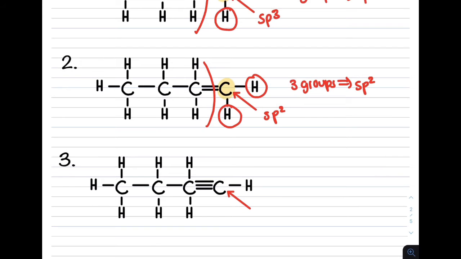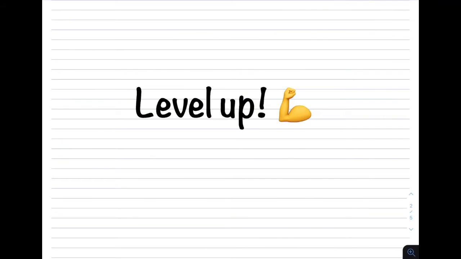And for the third question, the same thing, right? This carbon has no lone pairs, but it is bonded to 2 things. So 2 groups, that gives us sp. Now hopefully those questions and their explanations made sense. Now it's time to level up.